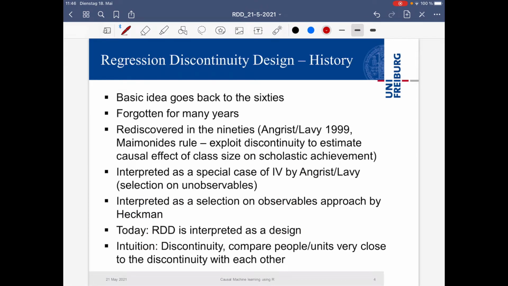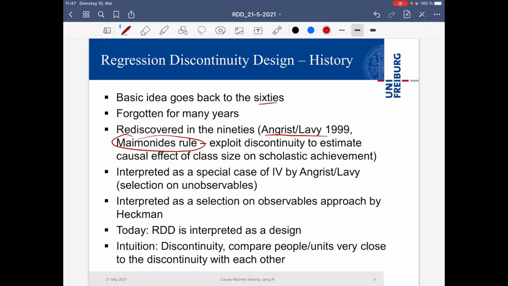Well, RDD is applied here. An idea that goes back to the 60s, was forgotten for many years, and a Dutch economist, Wilbert van der Klaauw, came up with one of the first papers with that. Also, Angrist and Lavy, 1999, a paper, Quarterly Journal of Economics, on the Maimonides rule, exploits the discontinuity to estimate the causal effect of class size on scholastic achievements.